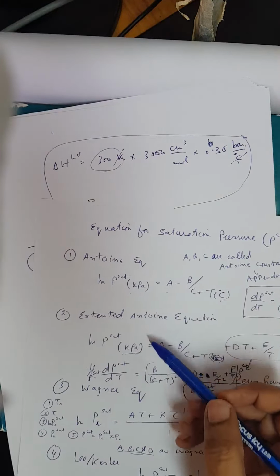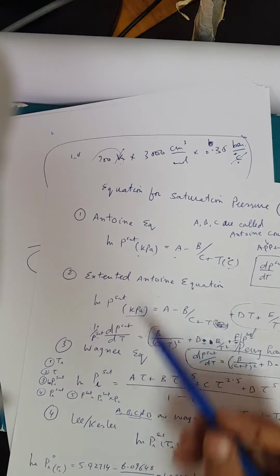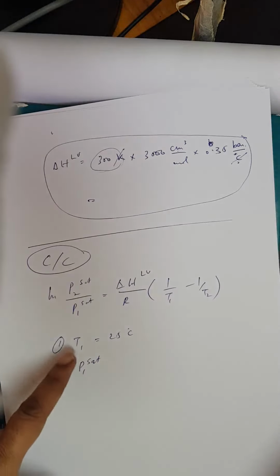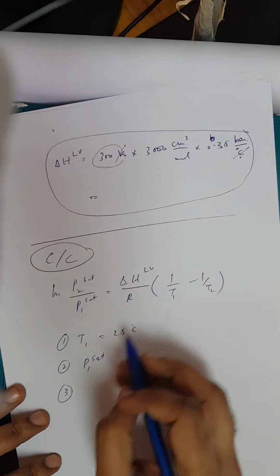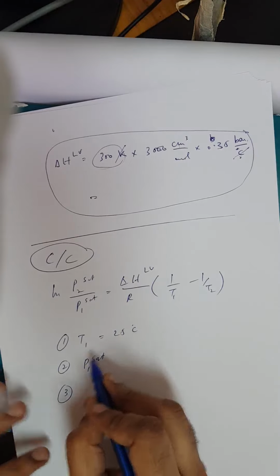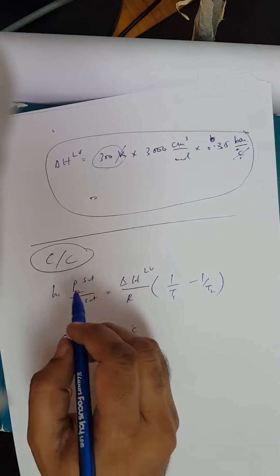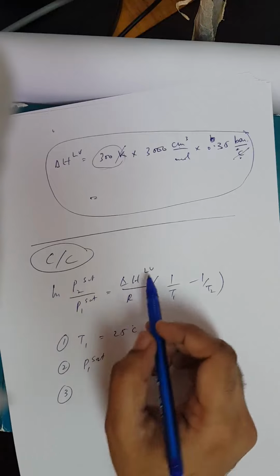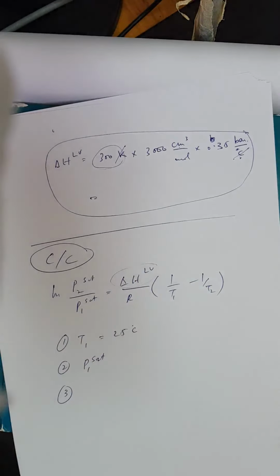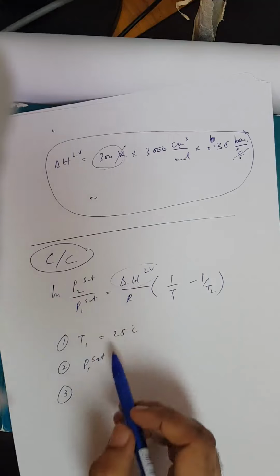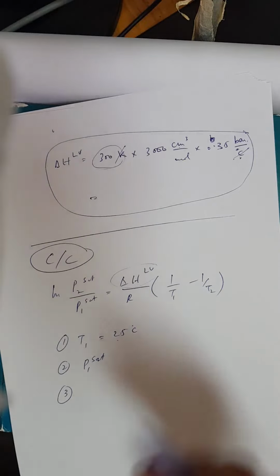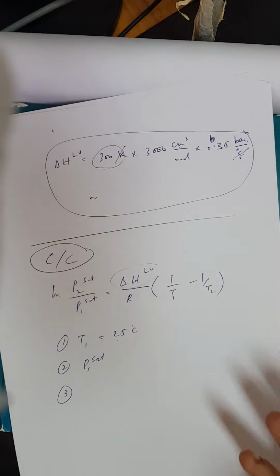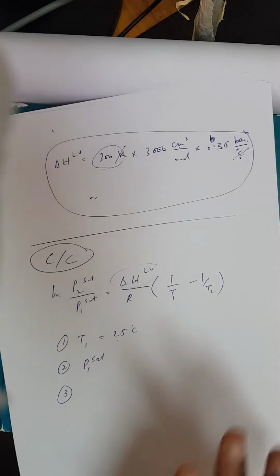Antoine equation, extended Antoine equation, Wagner equation, Lee-Kesler, any equation you can apply, and at T1 you can get the P1. Similarly, you have to select any temperature near to this, because the assumption of Clausius-Clapeyron is that your delta H will remain constant whatever the temperature is. Maybe you can take 25, next you can take 26, or you can take 25, next T2 you can take 100, 200, 300, 500. Any temperature, you can take two values of temperature.